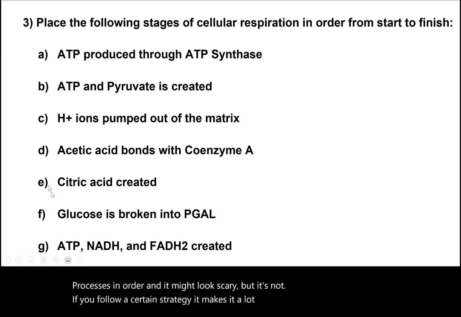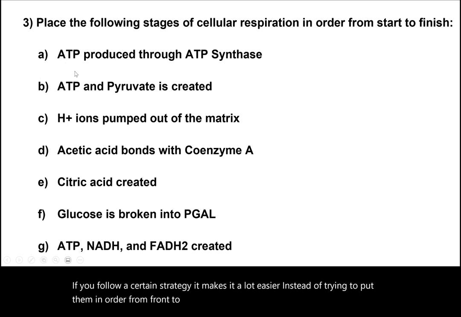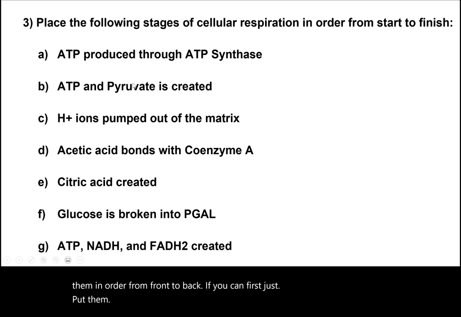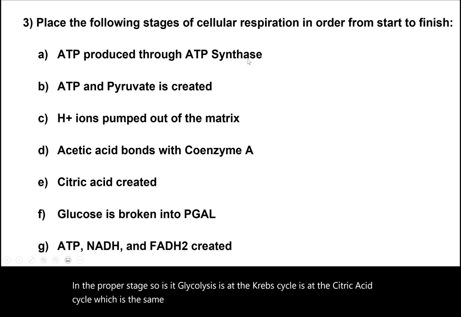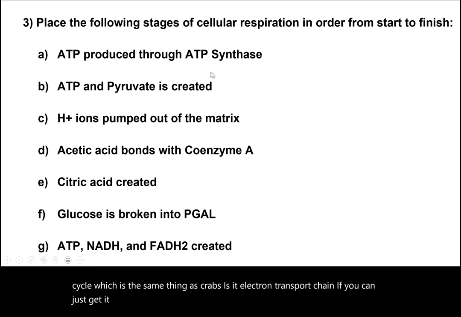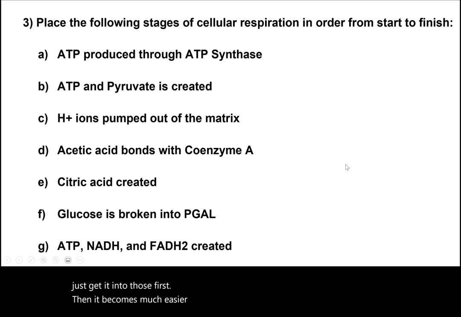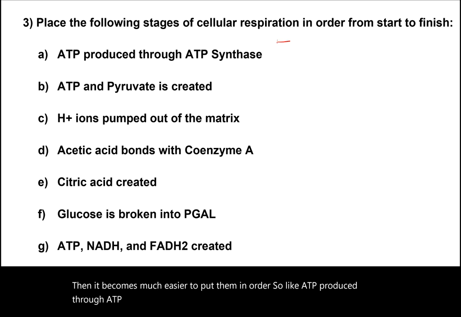Instead of trying to put them in order from front to back, if you can first just put them in the proper stage. So is it glycolysis? Is it the Krebs cycle? Is it the citric acid cycle, which is the same thing as Krebs? Is it electron transport chain? If you can just get it into those first, then it becomes much easier to put them in order. So like ATP produced through ATP synthase. Well, that happens during the electron transport chain.